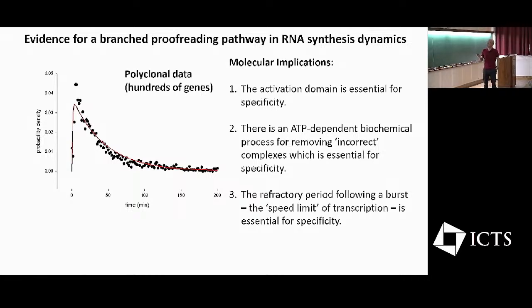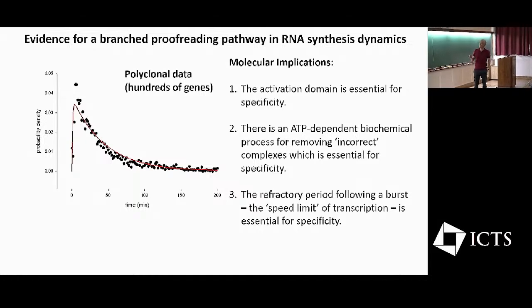Second implication, that there is an ATP-dependent biochemical process for removing incorrect complexes. And this process is essential for specificity. So, and I would argue we know very little about what this molecular pathway would be. So this is the process that takes chromatin with a PIC or a non-specific complex and wipes it clean. It could be the proteasome, it could be chaperones, it could be chromatin remodelers. I personally find that to be the most attractive. But I think this is an unknown area right now in transcription.